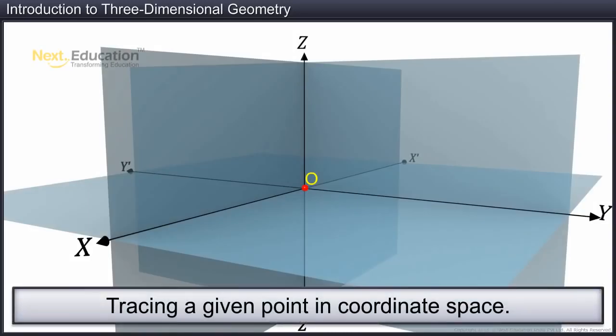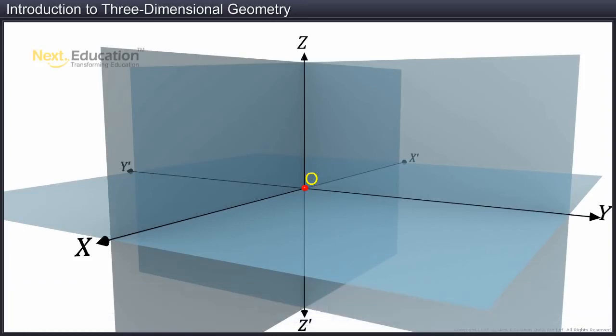If we are given the coordinates of a point, then we can trace the point as shown. First, we will identify a point, say R, on the x-axis which is at a distance x from the origin. Next, we draw a perpendicular of length y from point R and parallel to the y-axis on the xy plane to a point, say Q. Lastly, we draw a perpendicular of length z from point Q perpendicular to the xy plane.